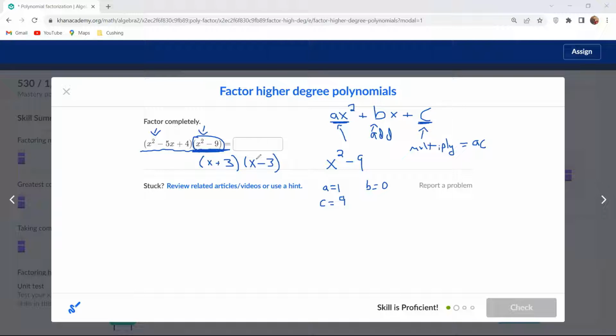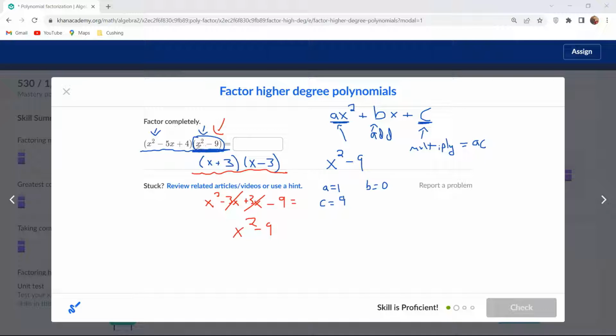So if you re-multiply, x times x is x squared. We get x times -3, so -3x. We get a 3 times an x, so plus 3x. And then finally, 3 times -3, which is -9. So it's going to turn out that here the -3x and 3x cancel, and you're left with x squared minus 9. So all we're doing is we're rewriting x squared minus 9 as x plus 3, x minus 3. This is factoring.